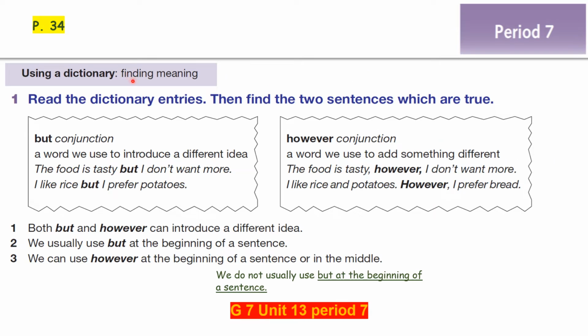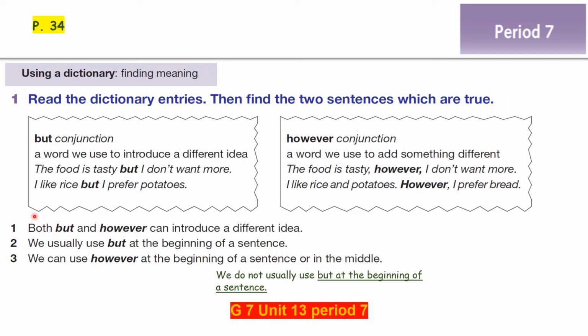Using a dictionary, finding meaning. Exercise 1, page 34. Read the dictionary entries, then find the two sentences which are true. Here, my students, we have two dictionary entries, and after reading them, you have three sentences. You have to read them correctly and focus so that you can decide which of them are true and which one is wrong. Are you ready?